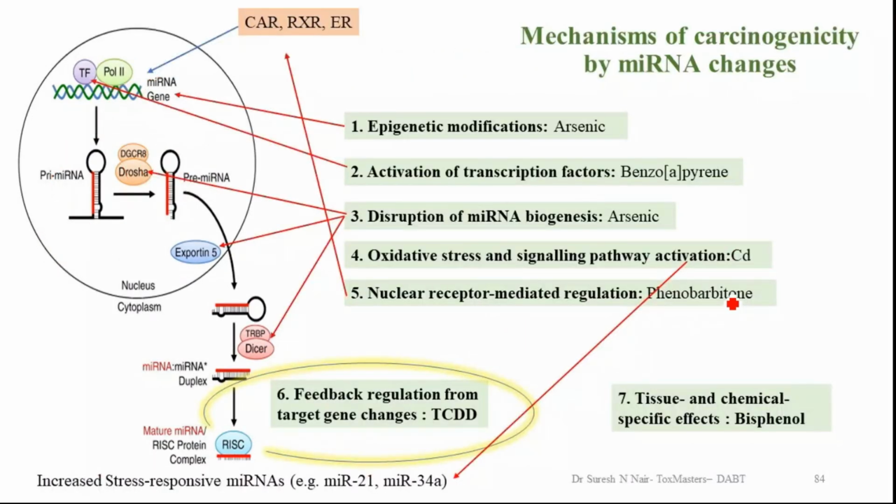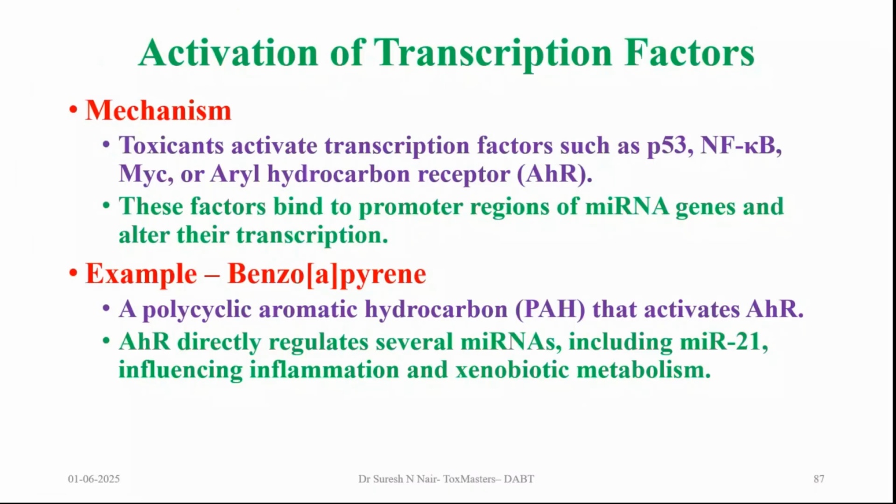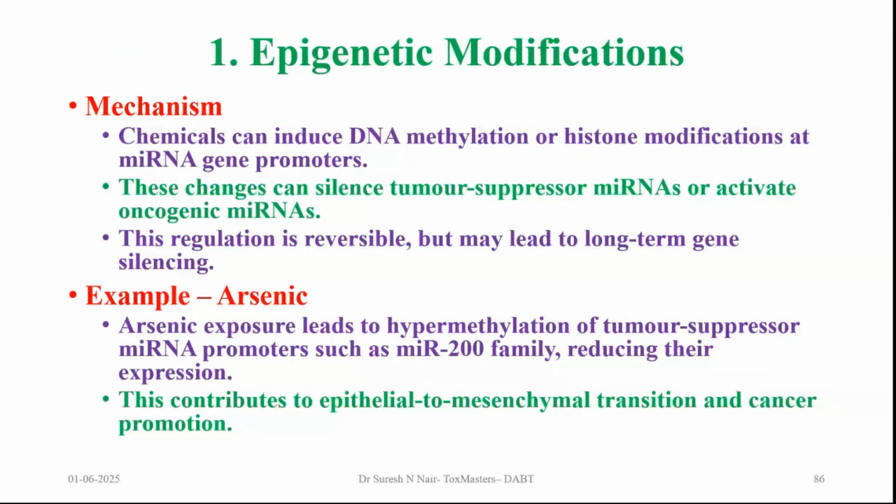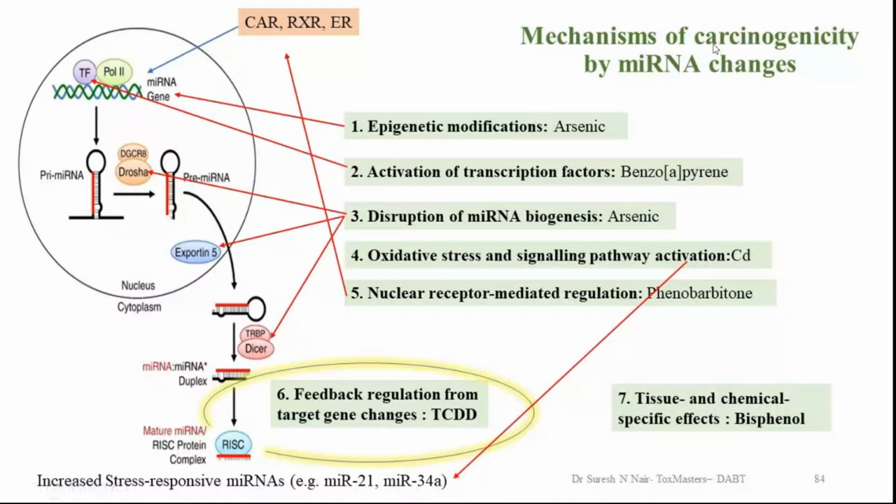Now, the mechanisms of carcinogenicity by microRNA changes. The first one is the epigenetic modification, and the one that is producing such epigenetic modification by microRNA is arsenic. The second one is the activation of transcription factors. The transcription factors that are involved in this process, same picture, but I have mentioned the 7 different mechanisms which are acting on this miRNA-induced pathway.